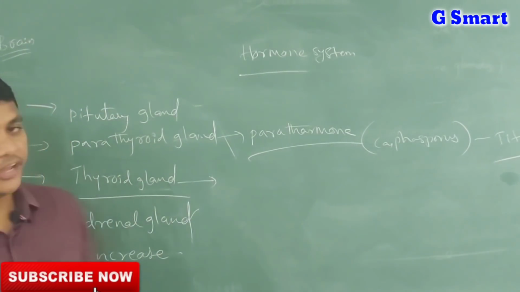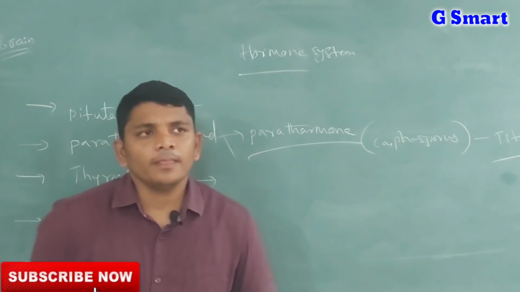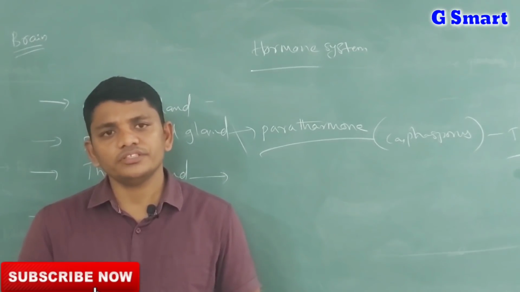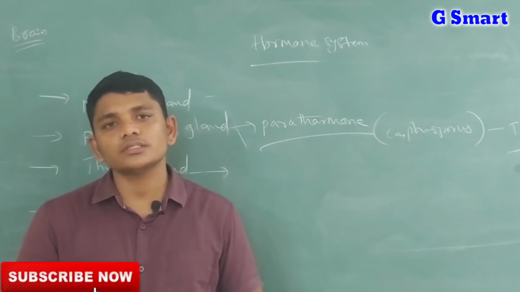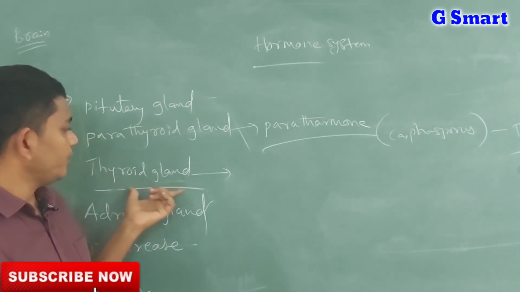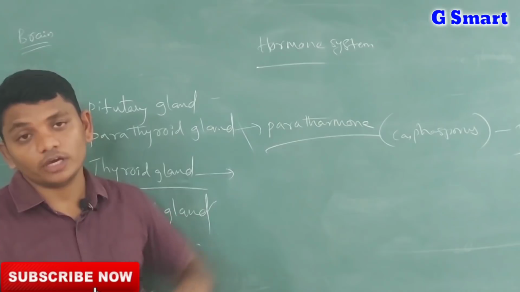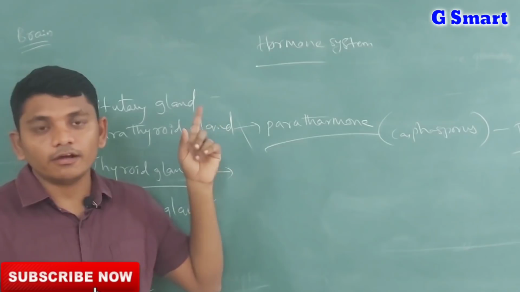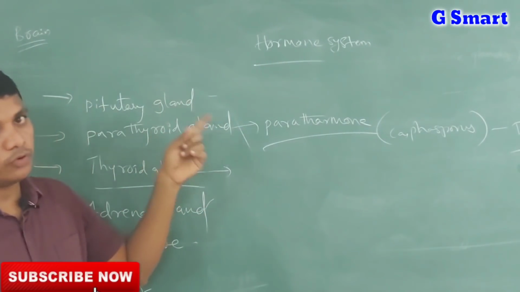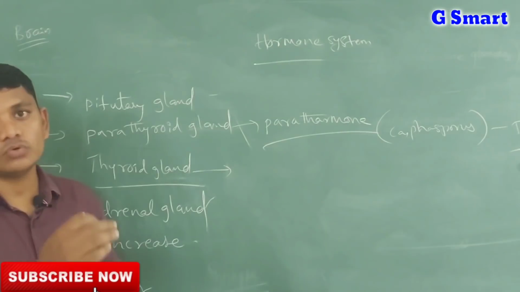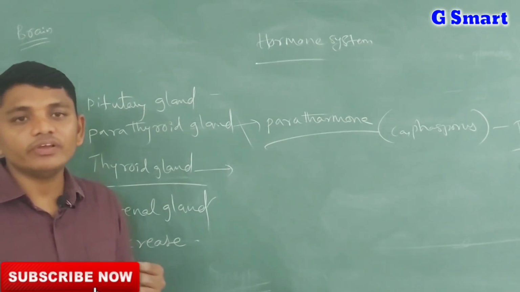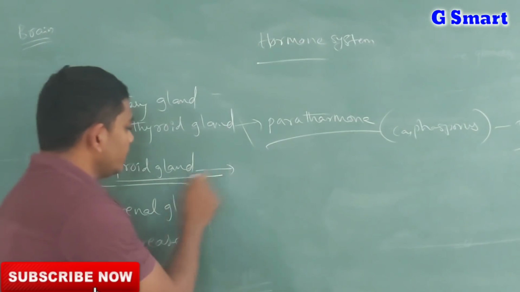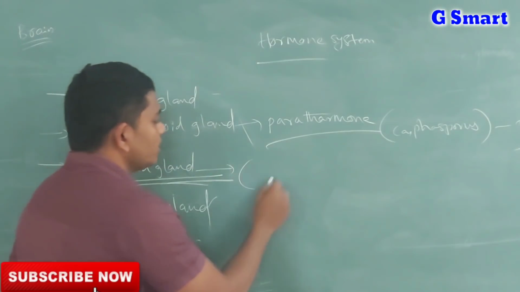Let us discuss the thyroid gland. The thyroid gland is responsible for the general growth of the body. General growth works under the thyroid gland along with the somatotropic hormone. The somatotropic hormone is released by a gland called the pituitary gland. So the somatotropic hormone and the thyroid gland coordinate with each other to give growth to the body.